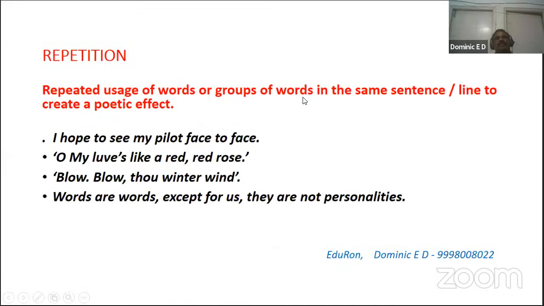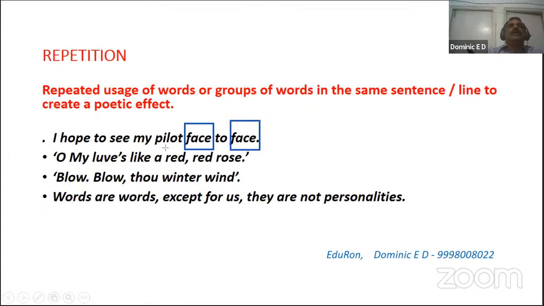Next, repetition. So we found repeating a vowel sound, repeating a consonant sound, alliteration, assonance. And now we are on to repetition, where the words are repeated. In a single line, repeated usage of words or groups of words in the same sentence or line to create a poetic effect. That's a repetition. I hope to see my pilot face to face. The words face to face, the same word is repeated within a single line, then it is a repetition.